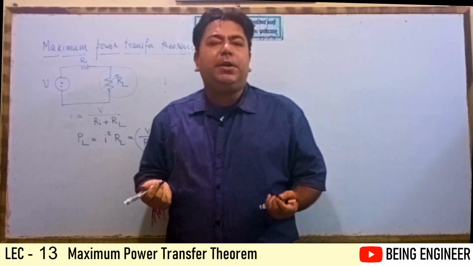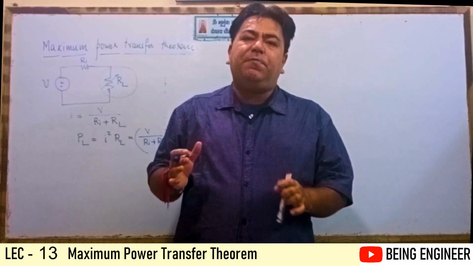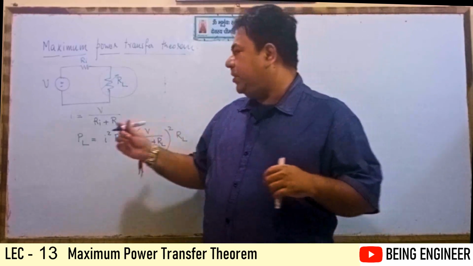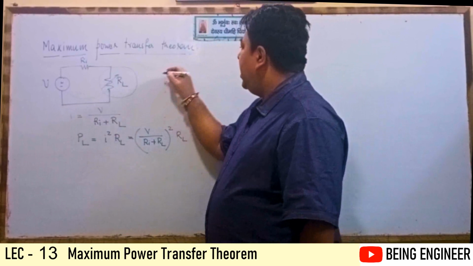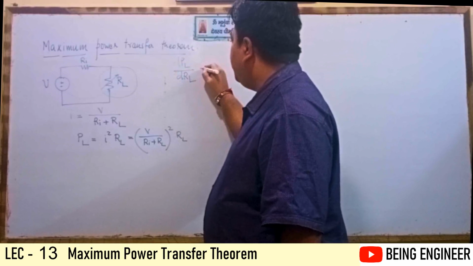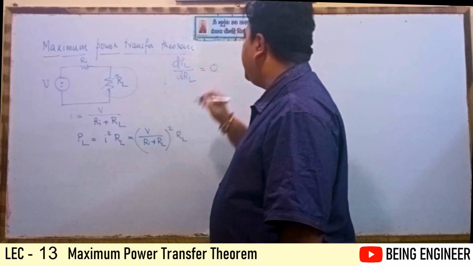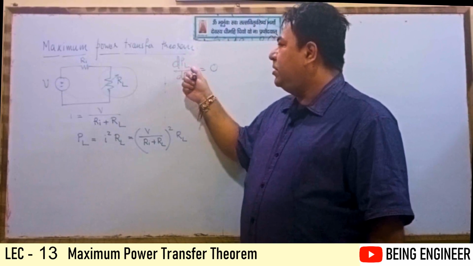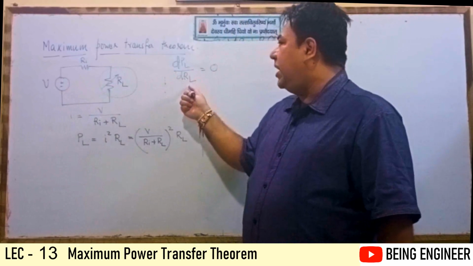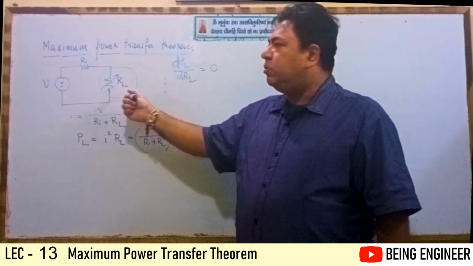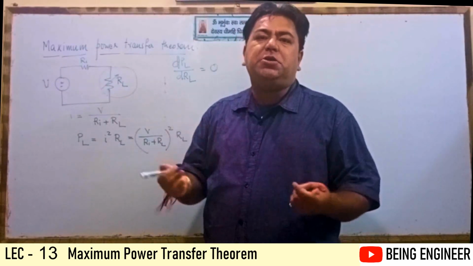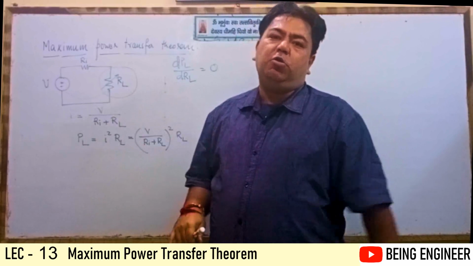As we have studied in mathematics, for getting the maximum of any function, the first derivative of that function should be equated to 0. The same logic we are going to implement here. So dPL upon dRL should be equal to 0. What is dPL? The derivative of this power transferred from source to load. And RL is the load resistor. In this entire network, only the load resistor is varying, so we are going to differentiate the power of the load with respect to the load resistor.